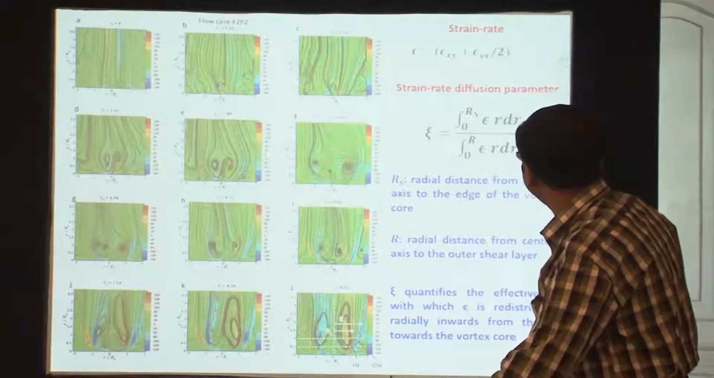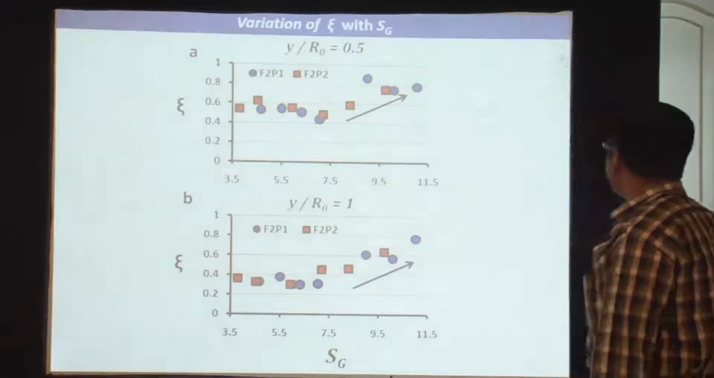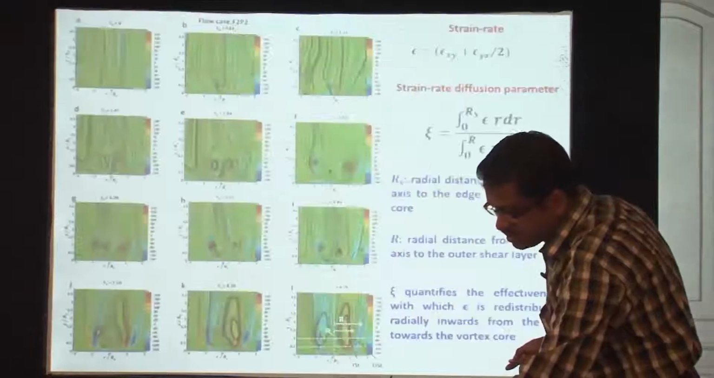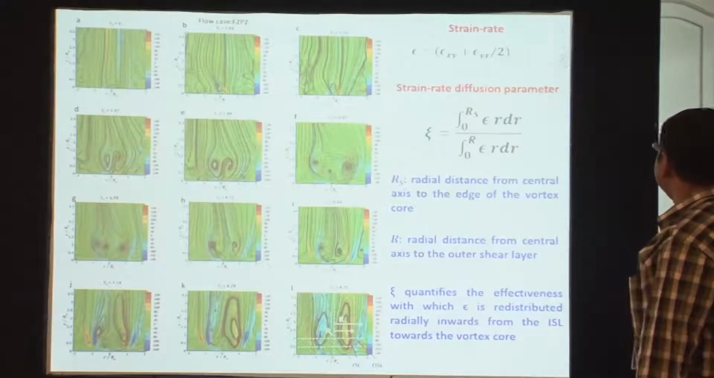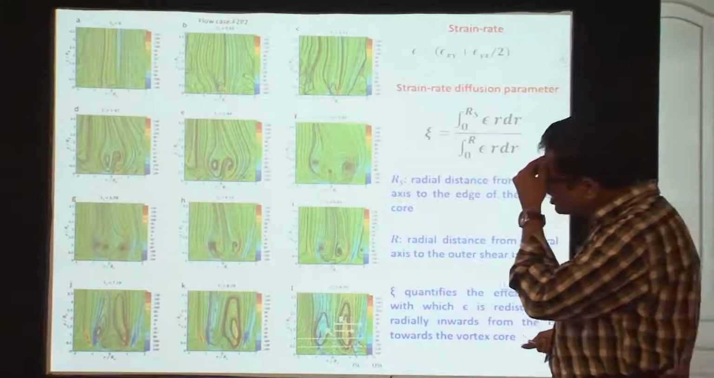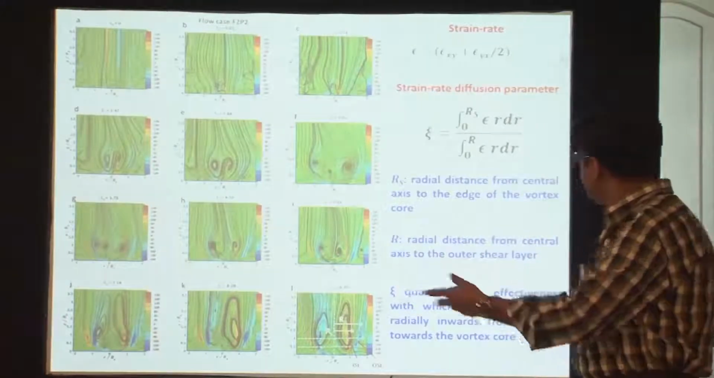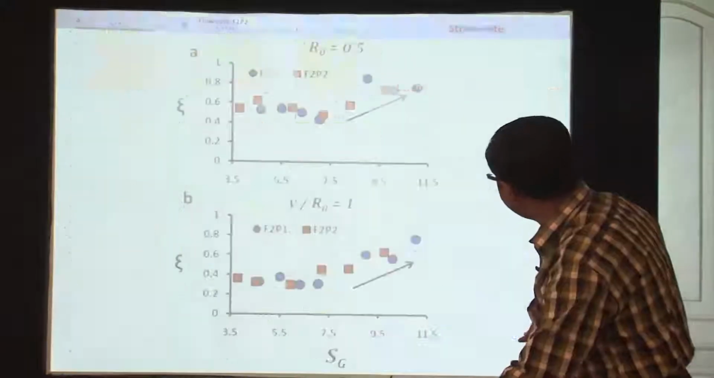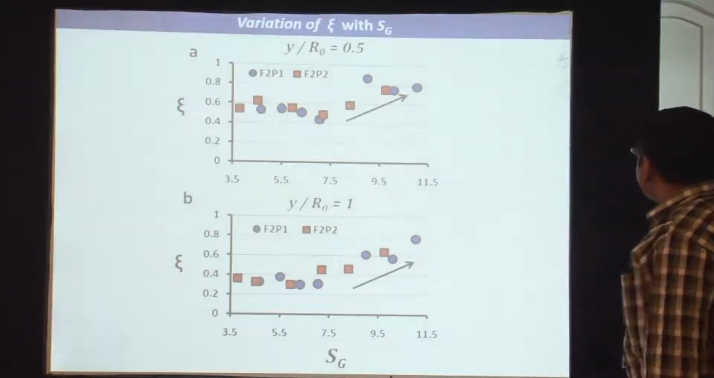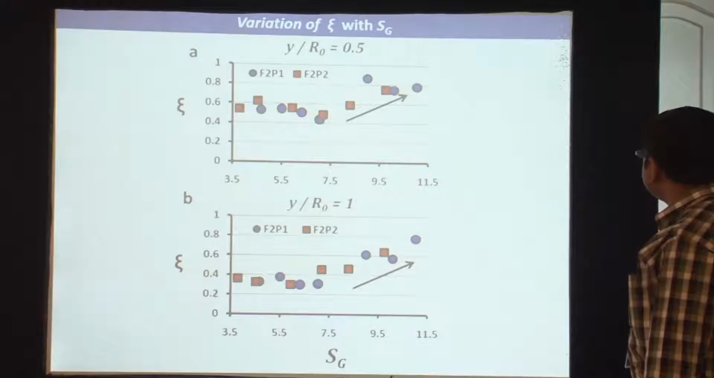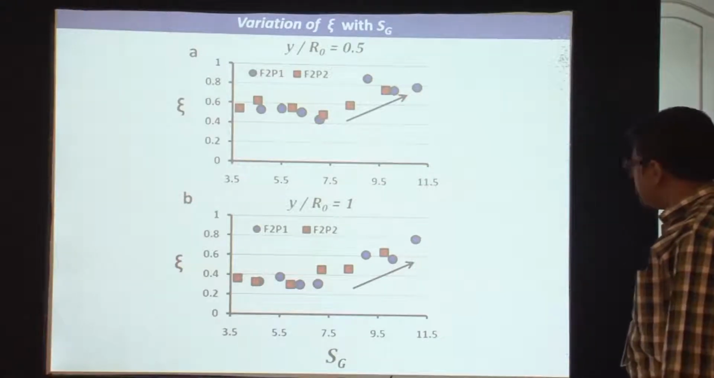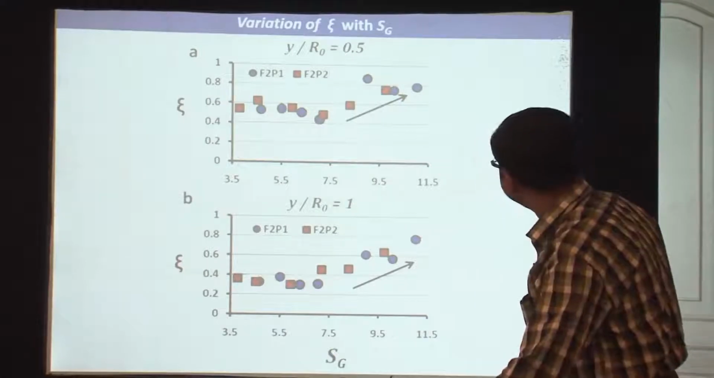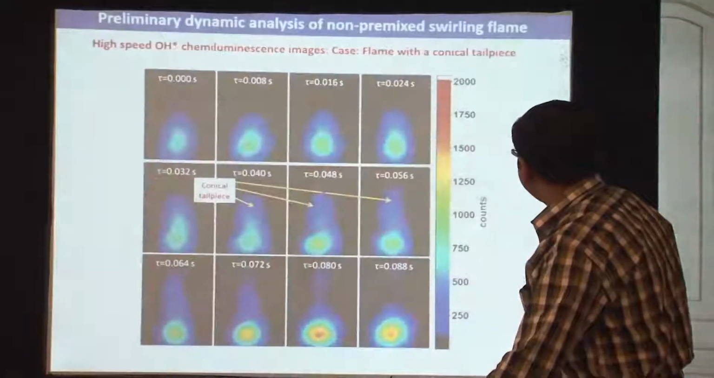And if you look at the corresponding variation in the strain rate parameter as well, this is called the strain rate diffusion parameter. It's very similar to the angular momentum diffusion point. Here also you see that as you move on to a high degree of swirl number, this strain rate diffusion parameter increases by quite a bit. It's almost like double. It just doubles itself. And I am not going to cover that.